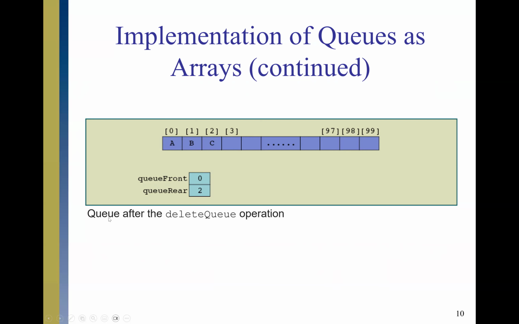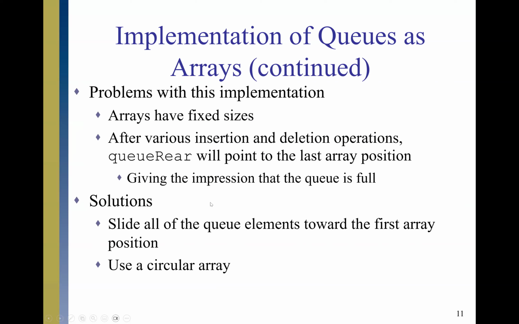Next, after a delete queue operation, let's say we have Q front 0, and that's again the index, and Q rear index 2. Now, when we do a delete operation, as we said earlier, we remove from the front and we add through the rear. The problem with this implementation is that arrays have a fixed size.